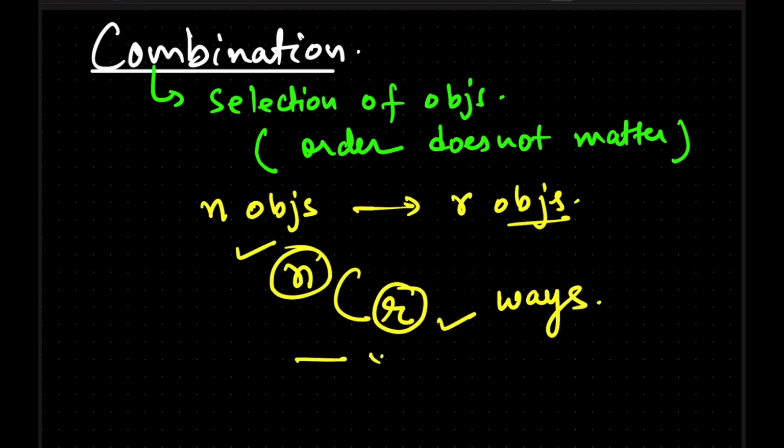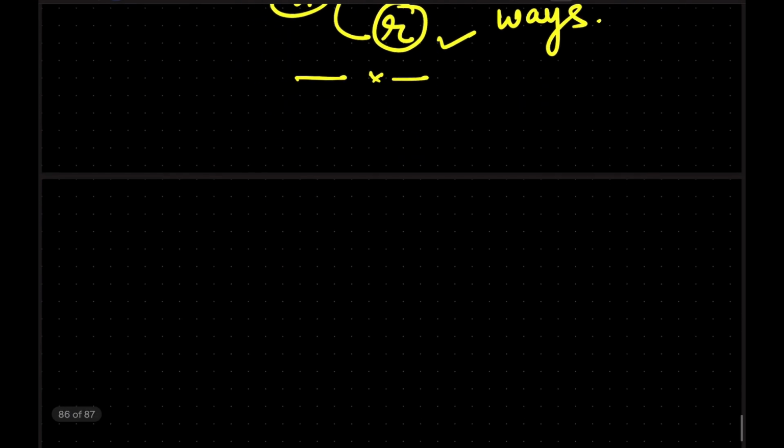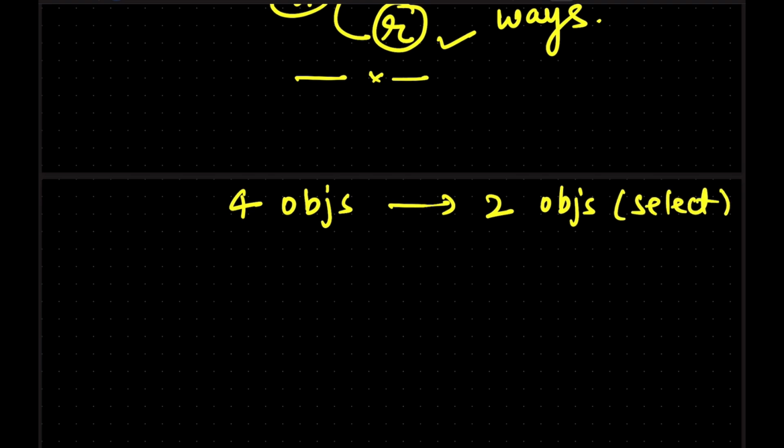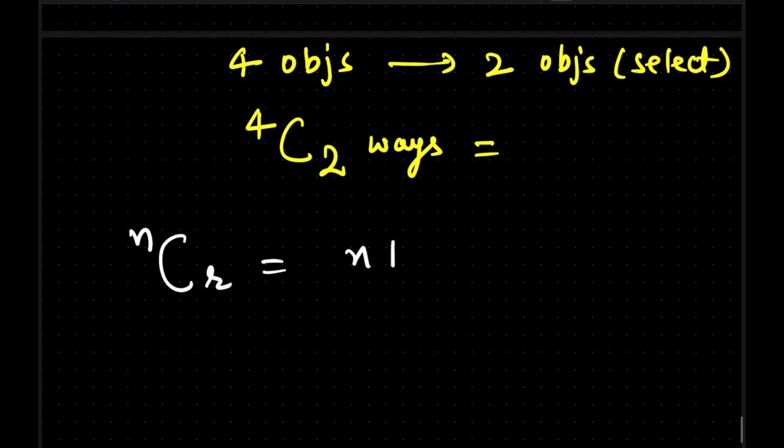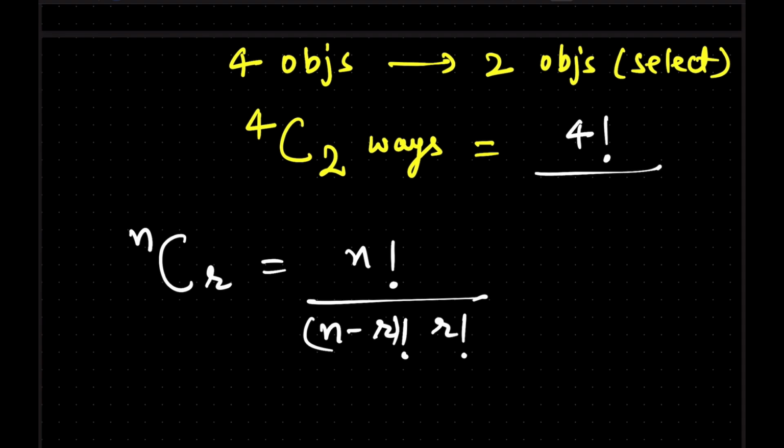So let's understand this by an example. For example, you have 4 objects and you have to select 2 objects from it. So you get 4C2 ways. At first I will define the nCr formula. Its formula is n factorial divided by n minus r factorial into r factorial. So here 4C2 will give us 4 factorial divided by 4 minus 2, that is 2 factorial, and r factorial, that is 2 factorial.